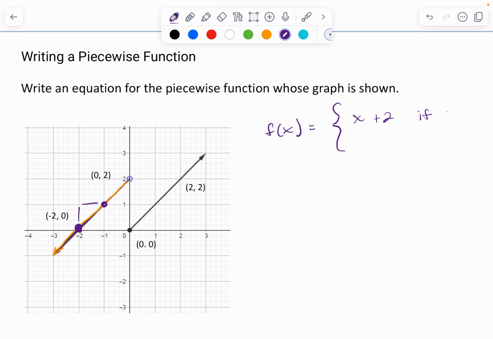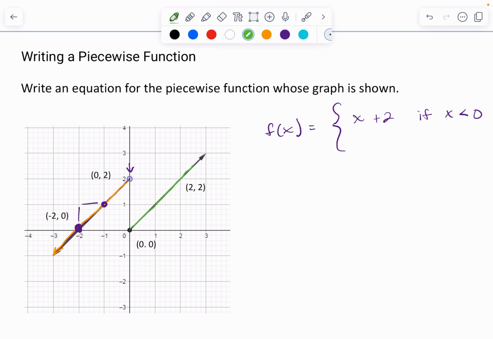Then we need to include the restriction. So that line is only going to be graphed if x is less than 0. Right, my x coordinate at that open circle is 0. So everything to the left of that is less than that value. So that's the restriction for that line.